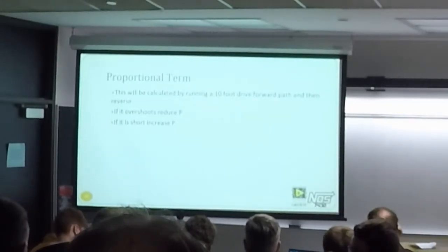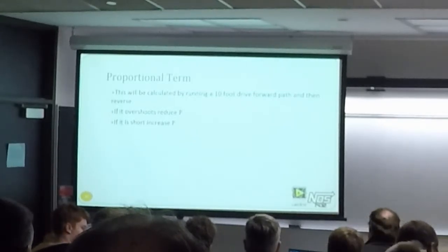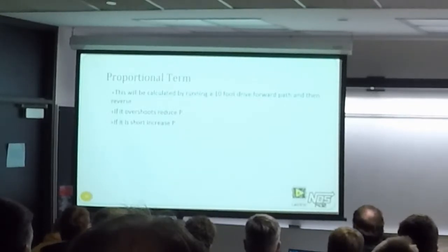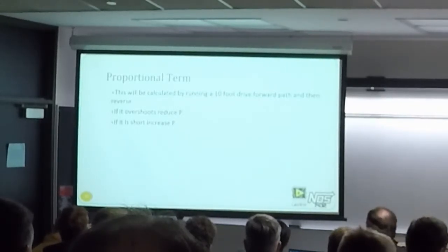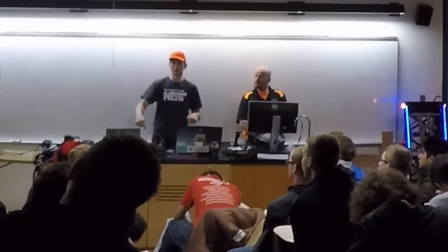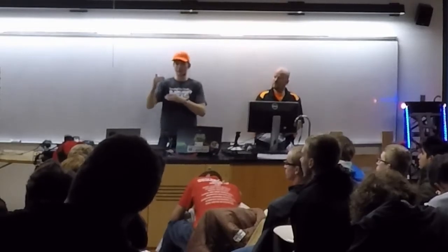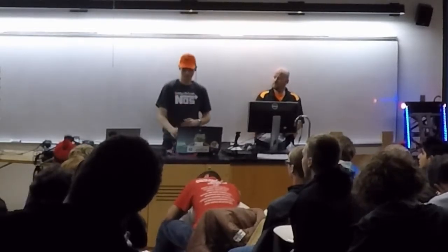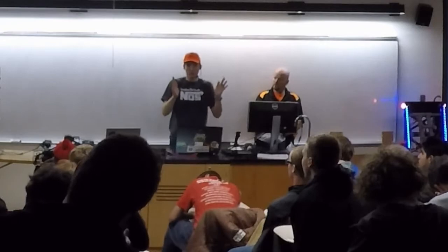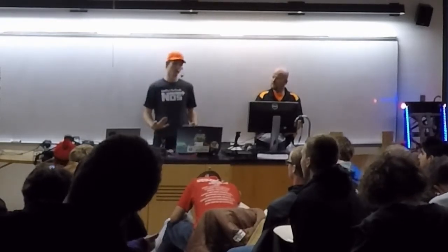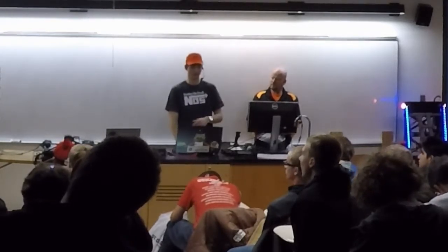Your proportional term is going to be calculated. You're going to run a 10-foot path forward and backwards. If it's not getting to the 10-foot mark, increase your P. If it's overshooting your 10-foot marks on each end, decrease your P. That's it. It's pretty forgiving with motion profiling. You do have a pretty large range, but try to make it tuned relatively well.